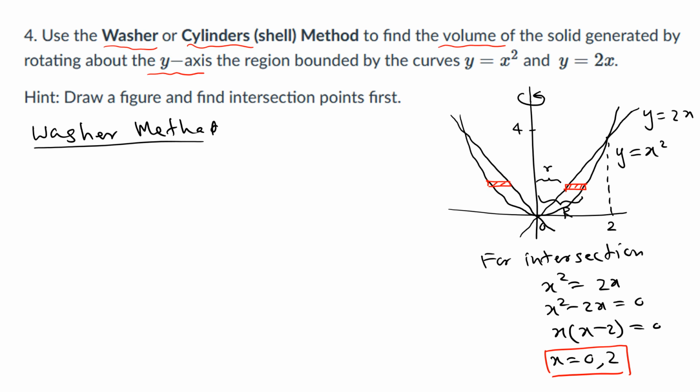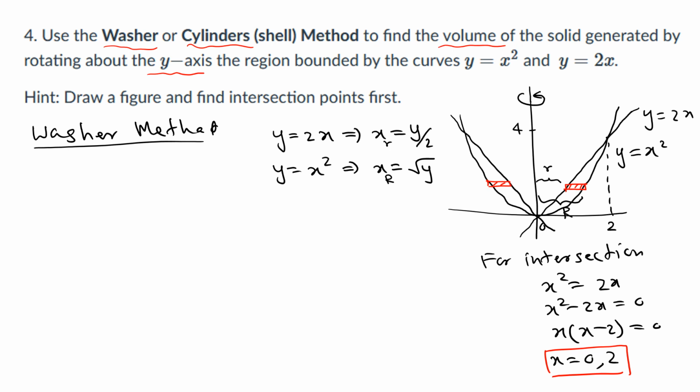So we have y equal 2x, which says that x equal y over 2. And the other one is y equal x squared, which says that x equal square root y. So those are the two radii. The smaller radius is the line, and the parabola gives you the large radius.